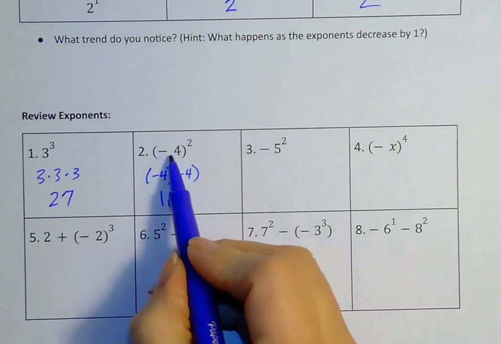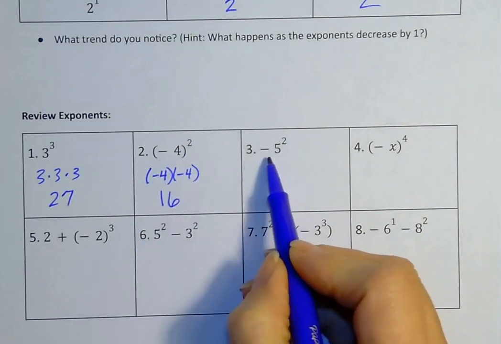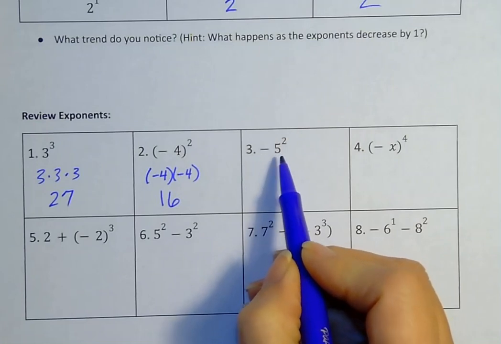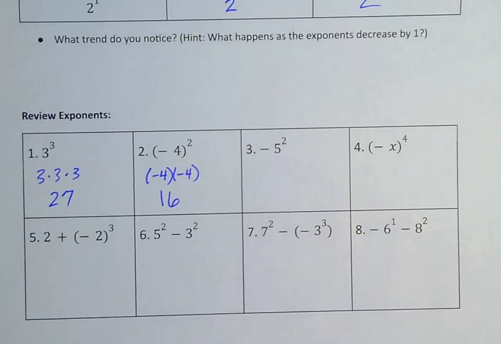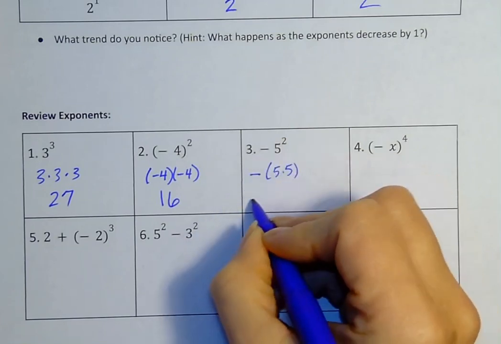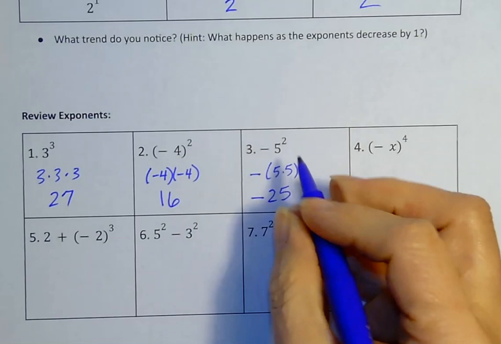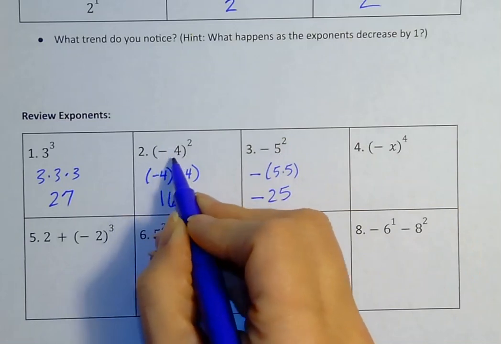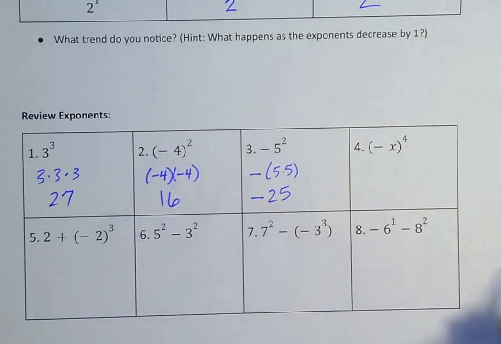Notice this -4 is in parentheses. Here, we want the negative of 5 squared. So we're going to have to take 5 squared first. This is going to be the negative of 5 times 5. It is the negative of 25. Okay, because that 5 is being squared. Here it is -4 being squared.